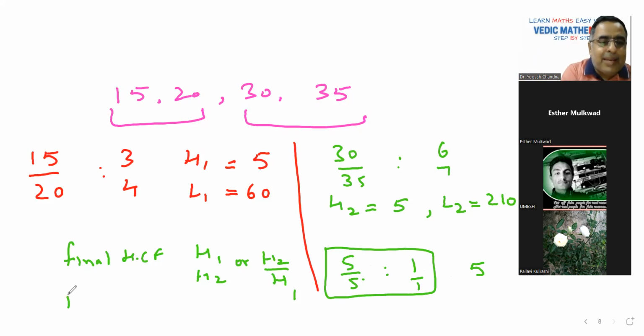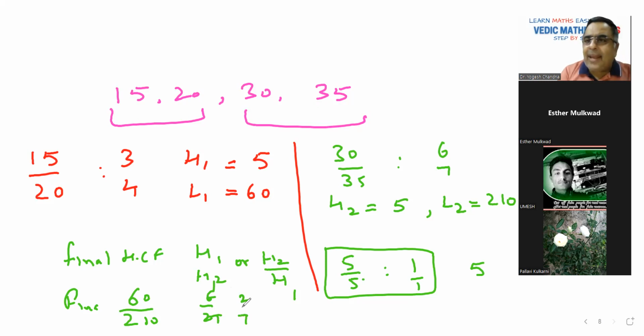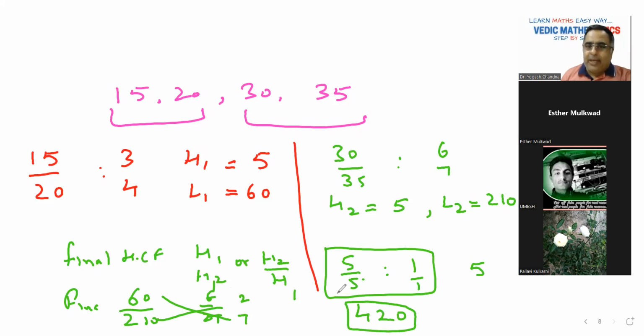और फाइनल LCM क्या होगा? 60 L1 by 210. So that means now this is 6 by 21, फिर 2 by 7 कर सकते हैं। करेक्ट, 2 by 7 is the final. So क्या होता है? 420. Got it?